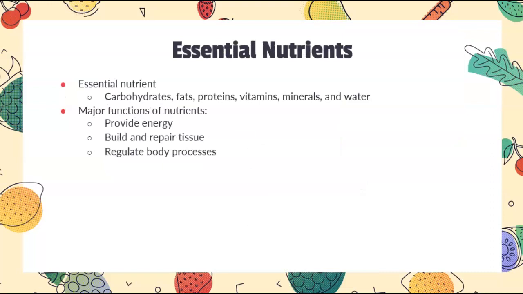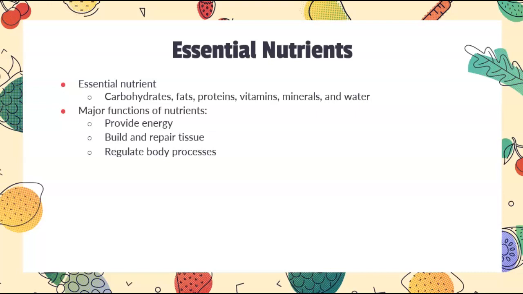Essential nutrients are nutrients that the body cannot make in amounts essential for good health, so they must be obtained through the diet. These include carbohydrates, fats, proteins, vitamins, minerals, and water. The major functions of essential nutrients are to provide energy, build and repair tissue, and regulate body processes.